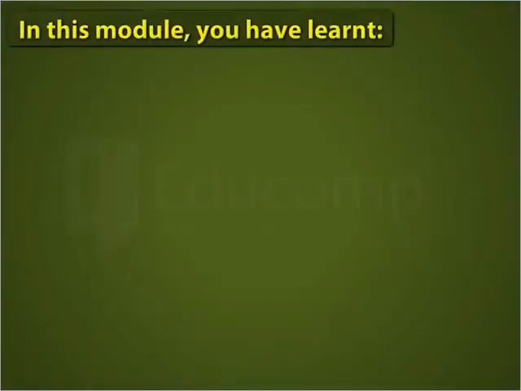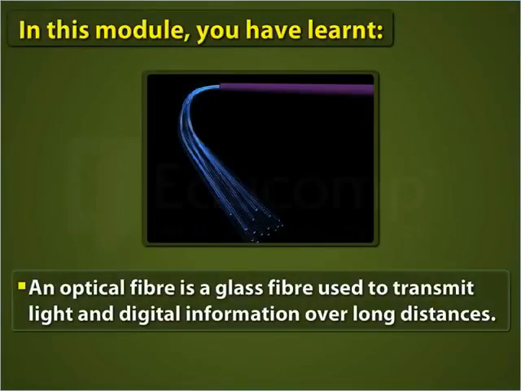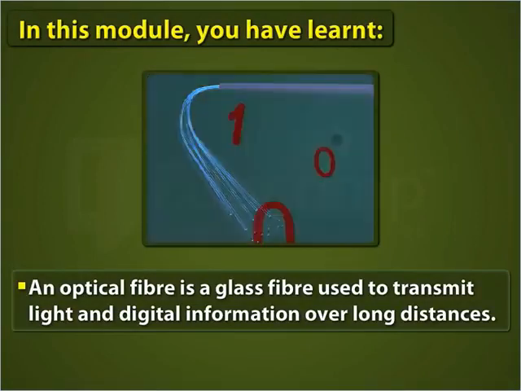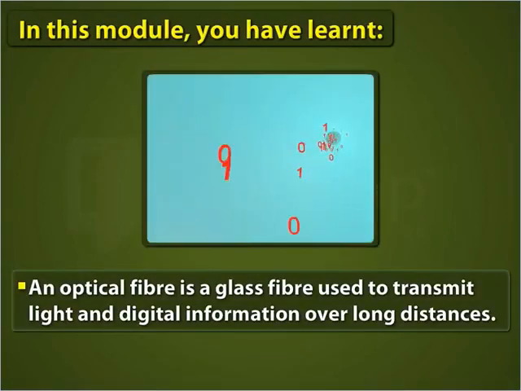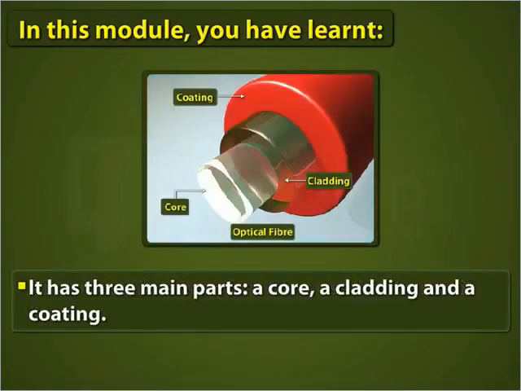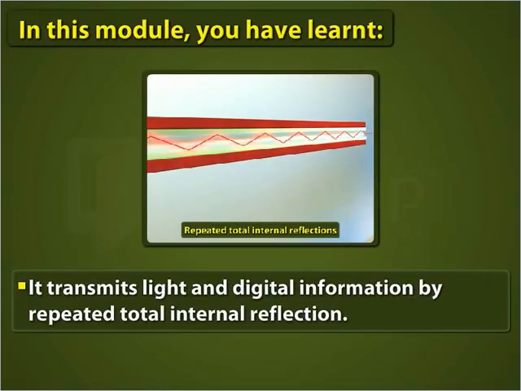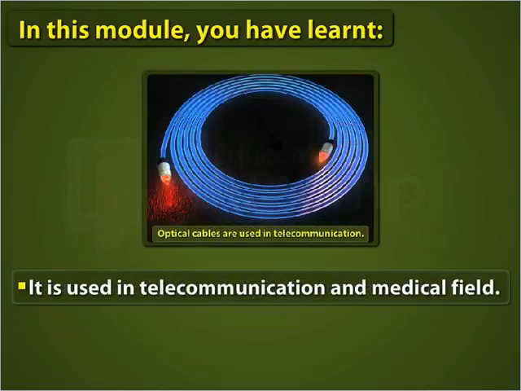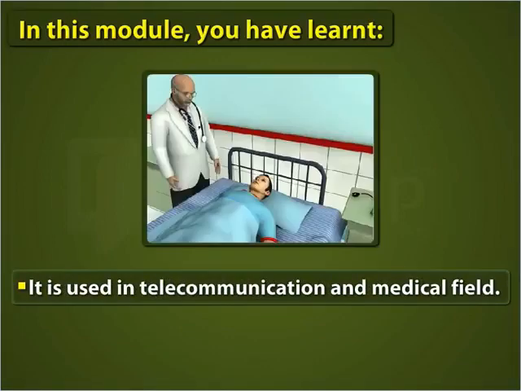In this module, you have learnt an optical fiber is a glass fiber used to transmit light and digital information over long distances. It has three main parts: a core, a cladding, and a coating. It transmits light and digital information by repeated total internal reflection. It is used in telecommunication and medical field.